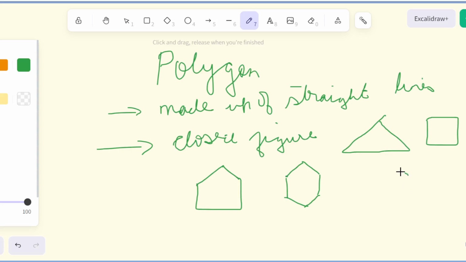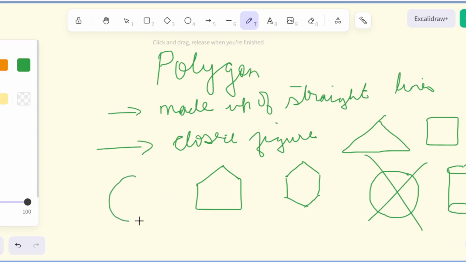Now, question to you: what about a circle? It's a closed figure. Is it a polygon? It doesn't have straight lines though. Very good. It's not. Just like a cylinder, no, because it also has a curved surface. It's the same with a sphere. Then you have a cone, right? All of them are not polygons because they have no straight lines, they have curved figures, so they fail the test. So a polygon means any closed figure made up of straight lines.